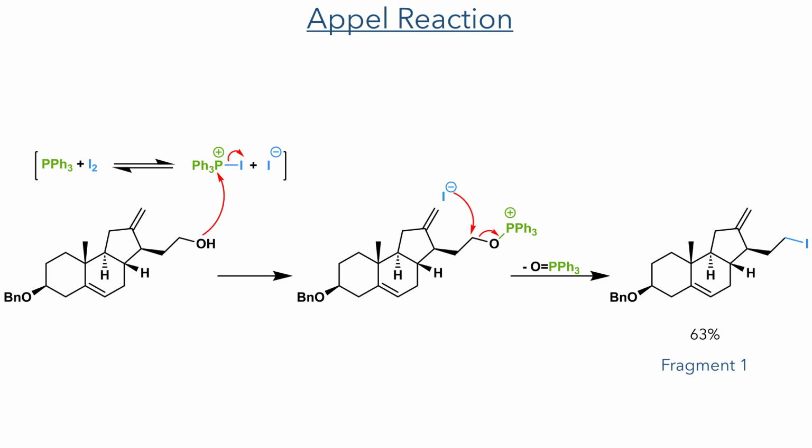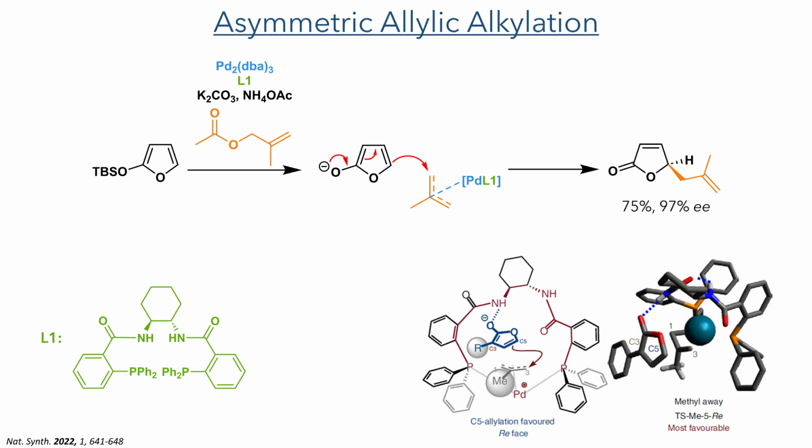The synthesis of Fragment 2 started with an asymmetric allylic alkylation of a siloxyfuran. This is reacted with methyl allyl acetate together with the palladium catalyst, a chiral ligand, potassium carbonate, and ammonium acetate. The palladium complex first reacts with methyl allyl acetate, eliminating the acetate and generating a palladium coordinated tert-butyl cation.